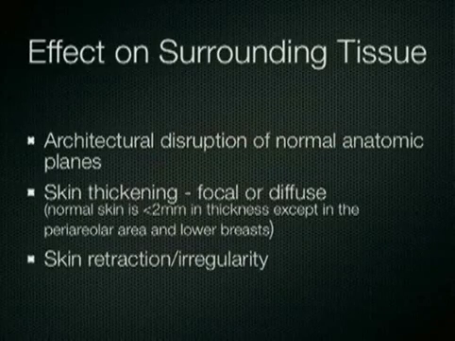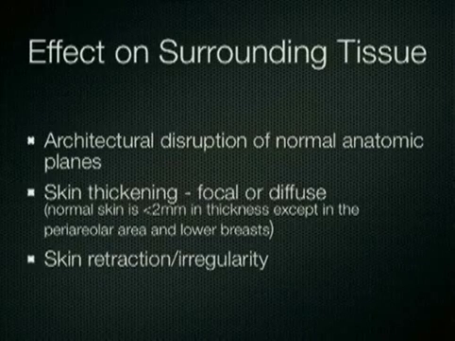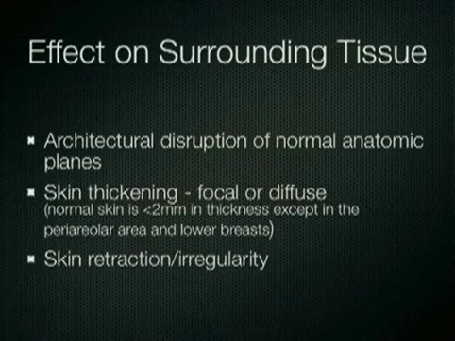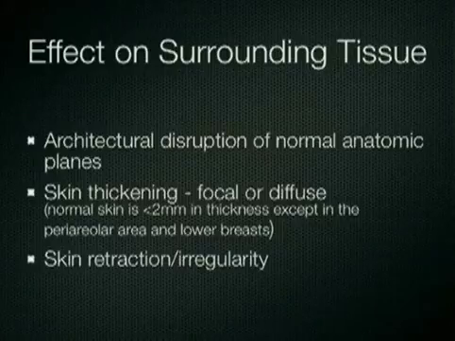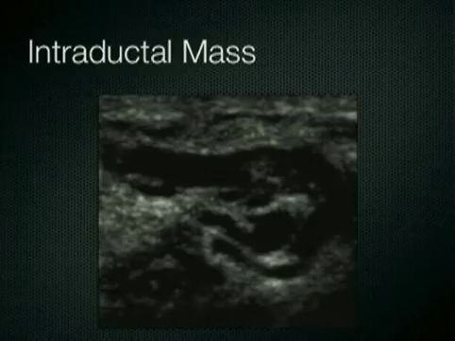Architectural disruption of normal anatomic planes is often seen with cancers, and occasionally skin thickening, either focal or diffuse, indicated by thickness of skin greater than 2 millimeters, except in the periareolar area, as well as occasional skin retraction and irregularity. Here an intraductal mass, an intraductal papilloma, is seen within a dilated duct.